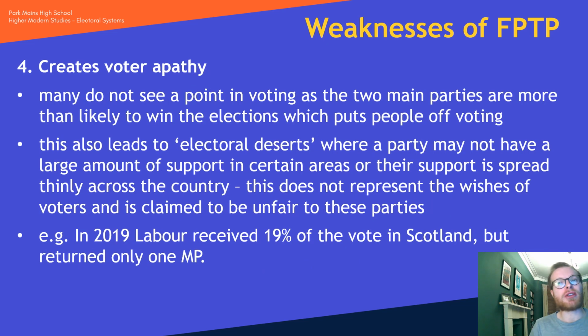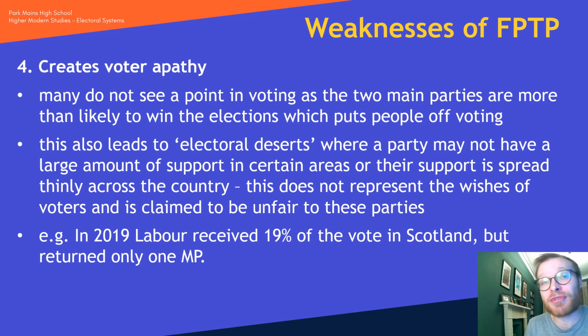And the fourth weakness, the final weakness of first past the post, is that the system is kind of set up so that Labour and the Conservatives will always become the party of government. And that leads to apathy. Apathy is the idea that you're just not interested in taking part anymore. It puts people off voting. It also creates what's called in the slides here electoral deserts, where basically a party might not have a lot of support, but it doesn't matter because they've got a lot of support somewhere else.